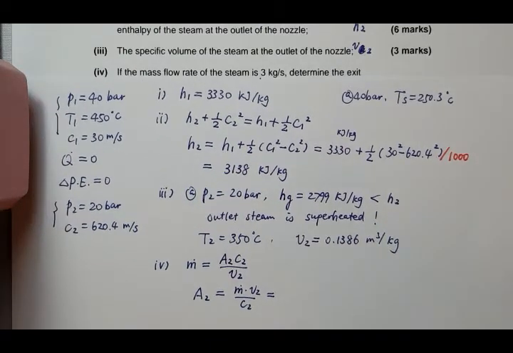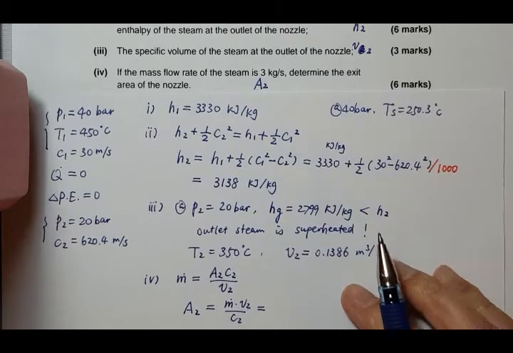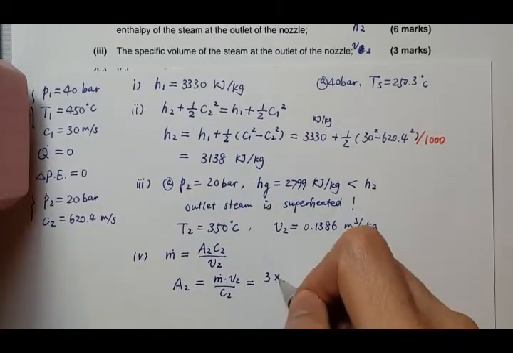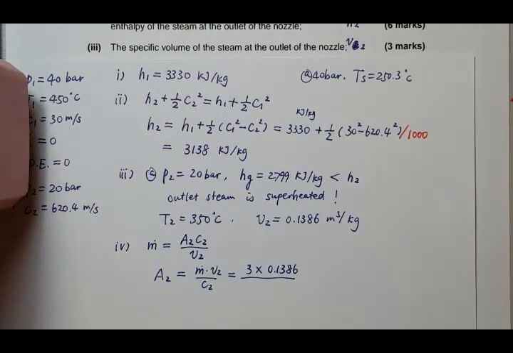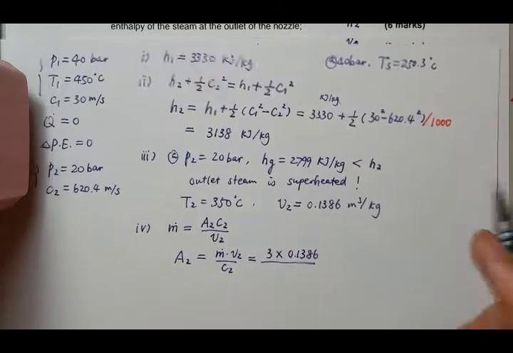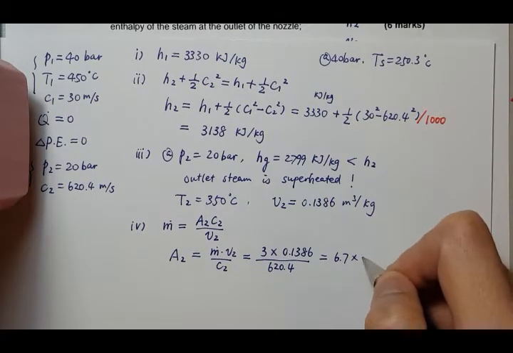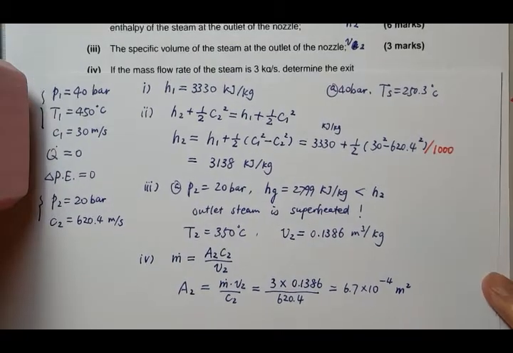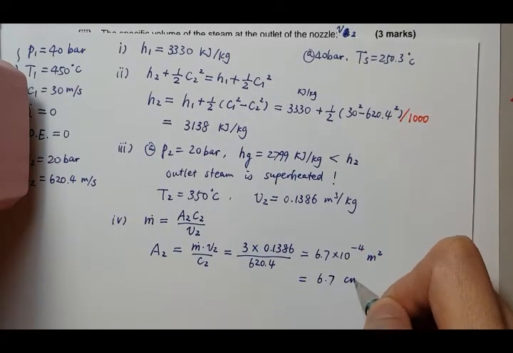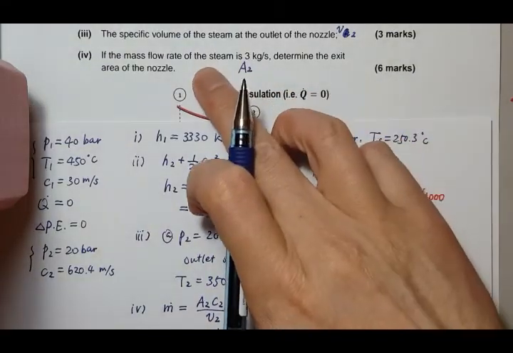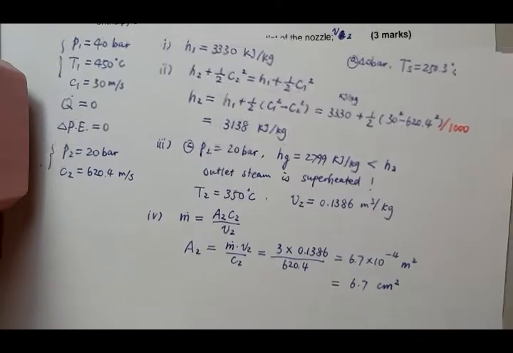So m dot is 3 kilogram per second, which is given here. So 3 times V2, and V2 was just found from the previous step, over C2. C2 is here, 620.4, which gives us our final answer. We can also convert that to centimeter squared. You don't have to do that because the question didn't ask you to write in a unit of centimeter squared, so it depends on you if you would like to write it in another unit.